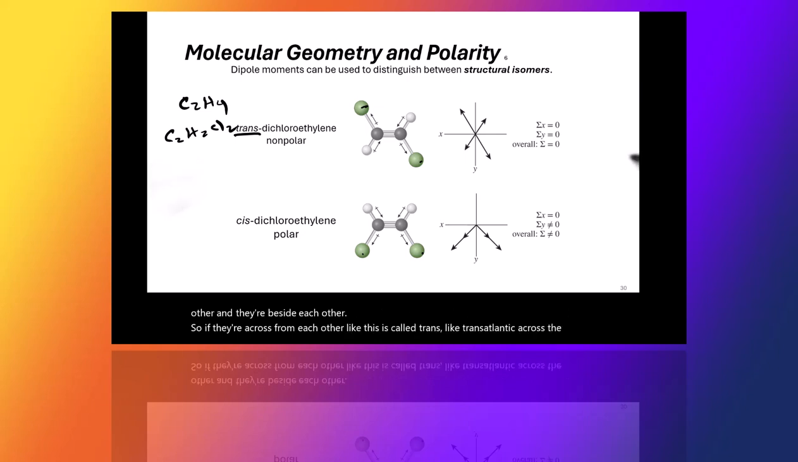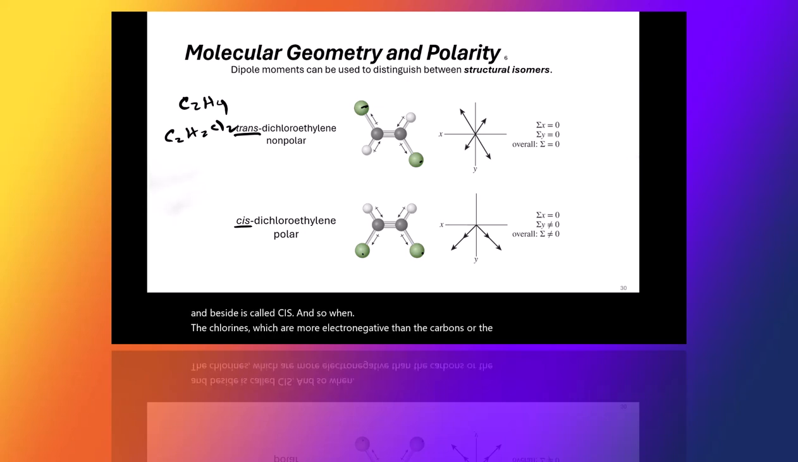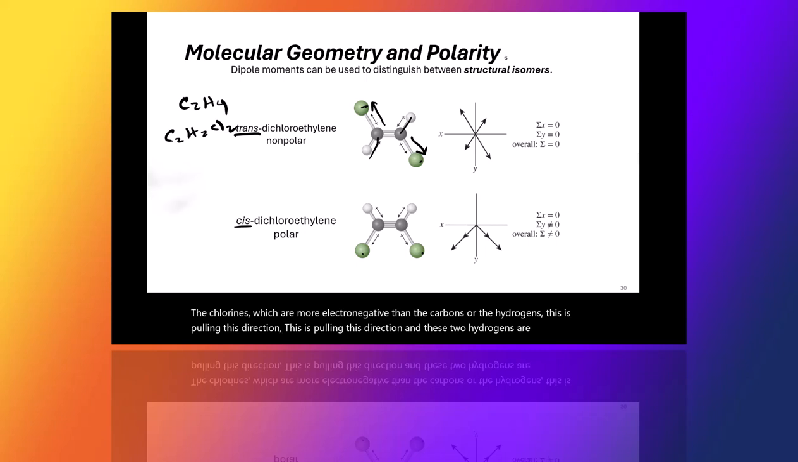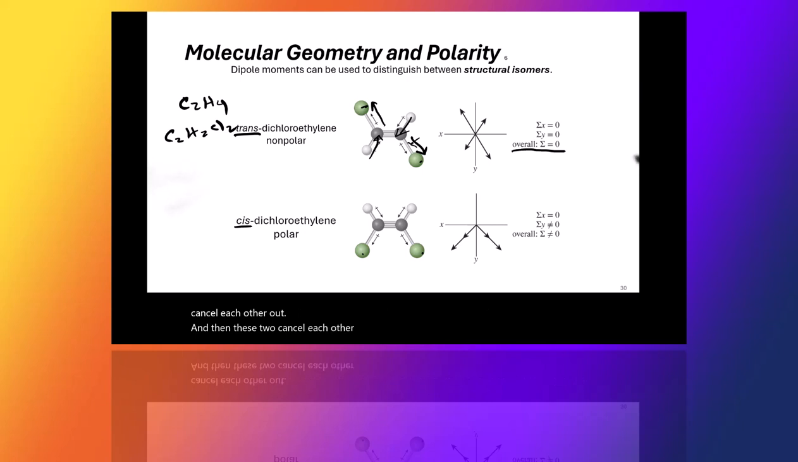And beside is called cis. And so when the chlorines, which are more electronegative than the carbons or the hydrogens, this is pulling this direction, this is pulling this direction, and these two hydrogens are canceling each other out this direction. The overall resultant forces cancel each other out. These two cancel each other out, and then these two cancel each other out. And so overall, this is a nonpolar molecule.